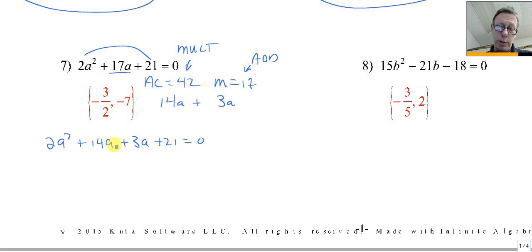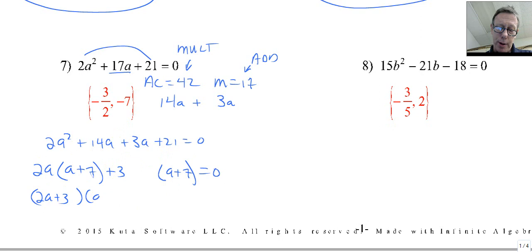So let's group this. For the first half, I can factor 2A out, leaving me with A plus 7. Then I'll have to have A plus 7 on the back half also. So to get A plus 7, I would have to factor out a plus 3. So I will have 2A plus 3 times A plus 7. Find the values of A that make those go to 0.